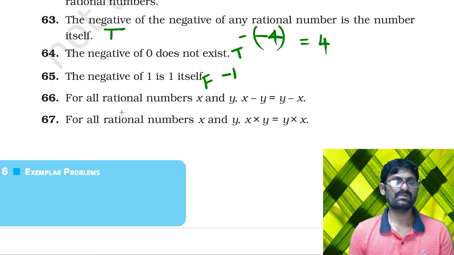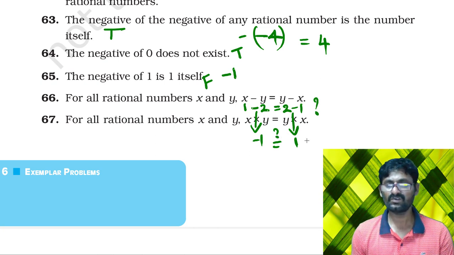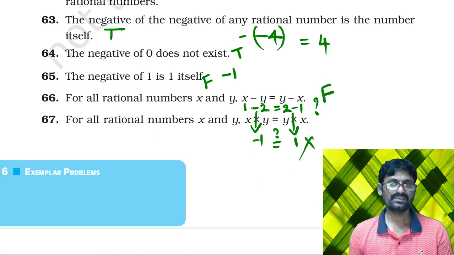Then 66th problem. For all rational numbers x and y, x minus y equal to y minus x. Is it true? No. You can take just one example. Take x equal to 1 and y equal to 2. Then is 1 minus 2 equal to 2 minus 1? 1 minus 2 is negative 1, whereas 2 minus 1 is 1. So are these two equal? No, this is not correct. So this is a false statement.